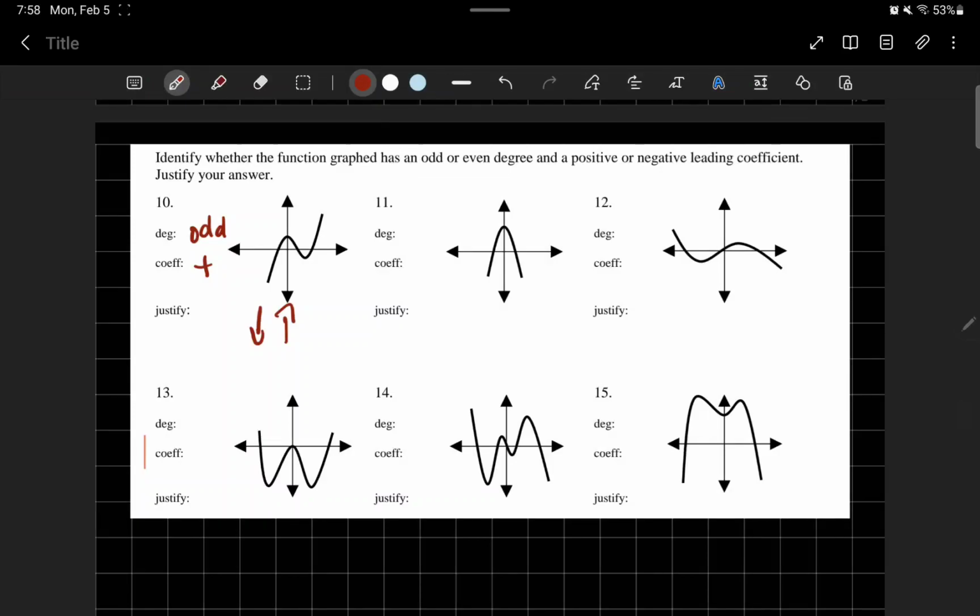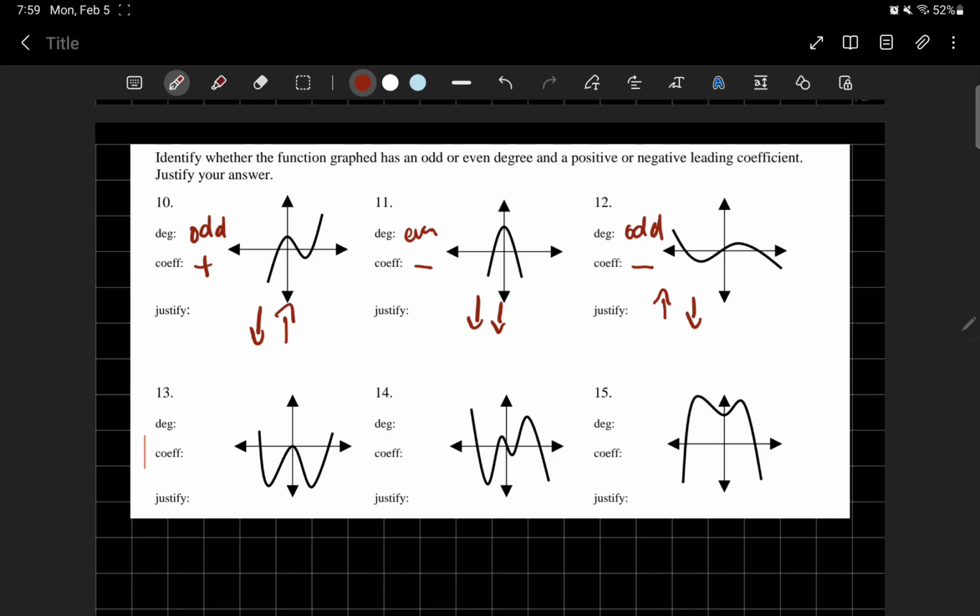So that is falling, rising. Number 11. I-ano muna natin yung graph natin. So that is falling, falling. Kapag falling, falling, the degree is even. The coefficient is negative. Number 12. Rising, falling. Pag rising, falling, the degree is odd. The coefficient is negative. Okay?